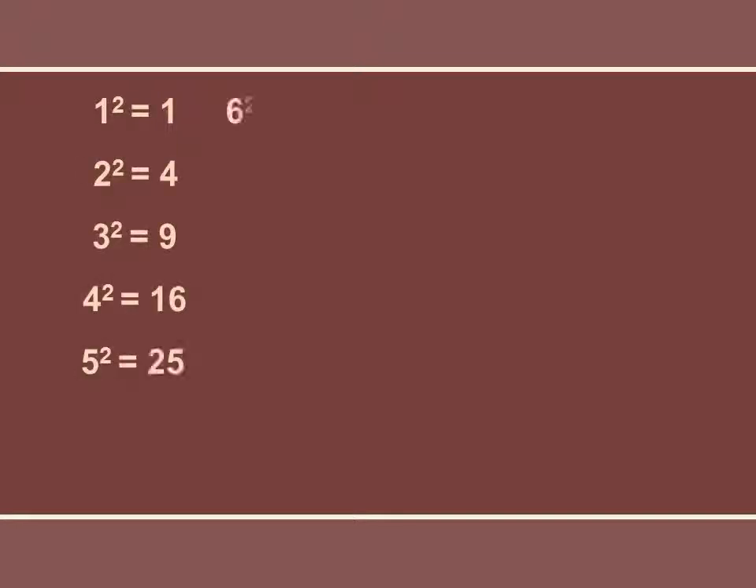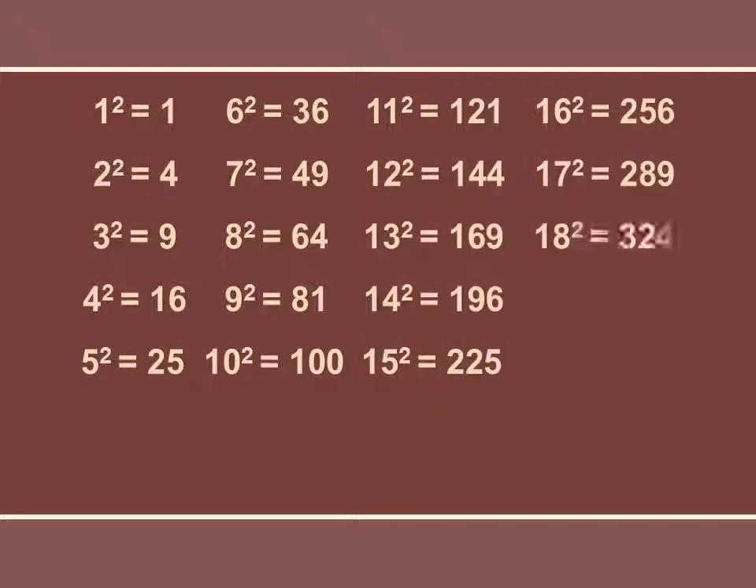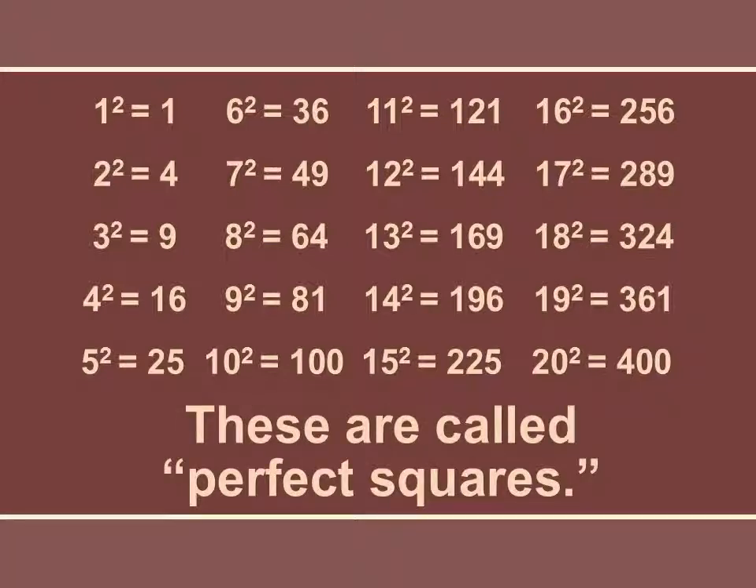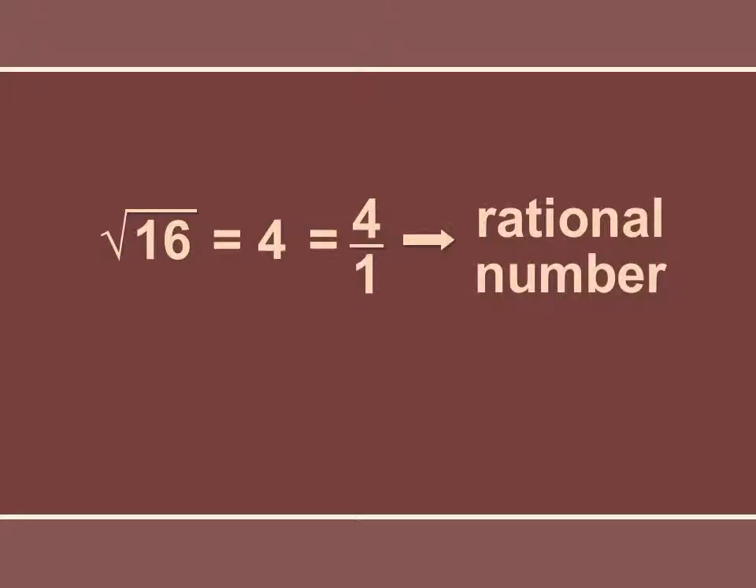So here is a list of what we call perfect squares. You are going to need to memorize all 20 of these perfect squares, and you're going to have to know it both ways. For example, you're going to need to know that 14 squared is 196. However, you're also going to need to know that the square root of 196 is 14. You're going to have a quiz over these, so make sure that you study. So these are called perfect squares. The square root of 16 is 4, which can be rewritten as 4 over 1, which means it is a rational number.